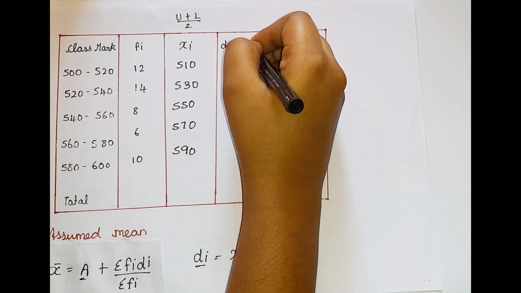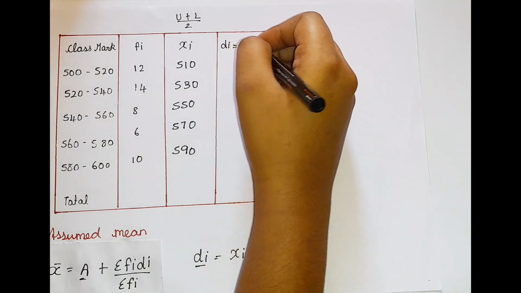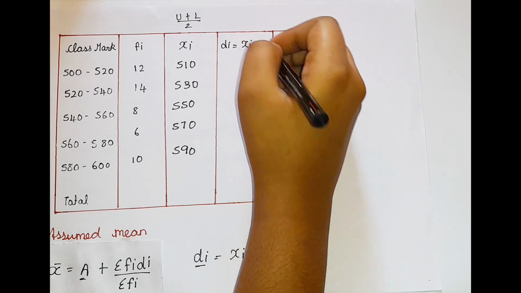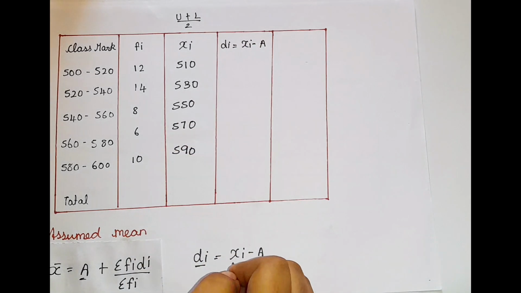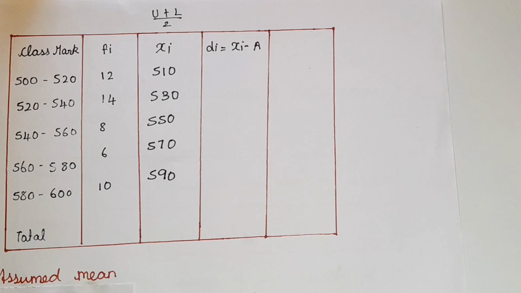So di is xi minus a. That is the di formula, isn't it? So we know the xi value now. So what about a? How to find the a, guys?